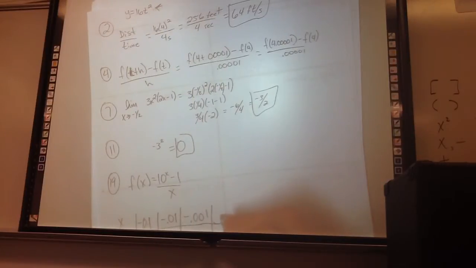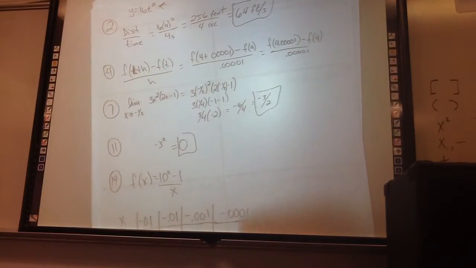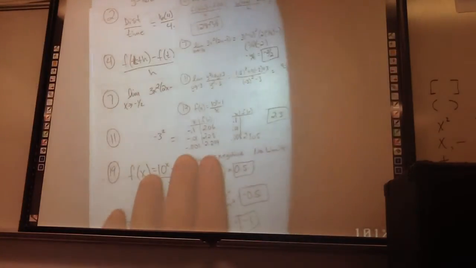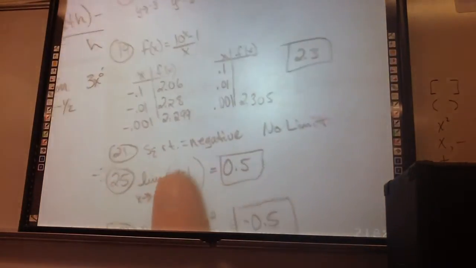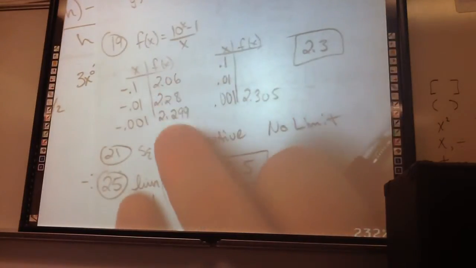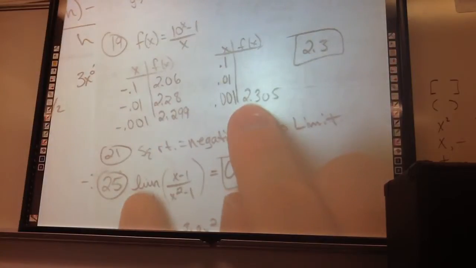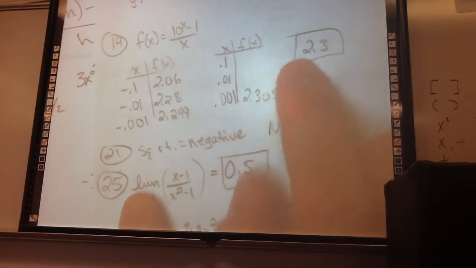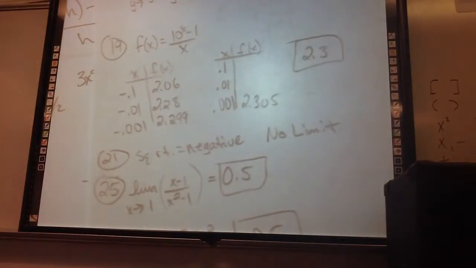You want the answers, Alondra? Yes, please. So you get 2.06, 2.28, 2.299. Then if you do this one, you get 2.305. So the answer is 2.3.